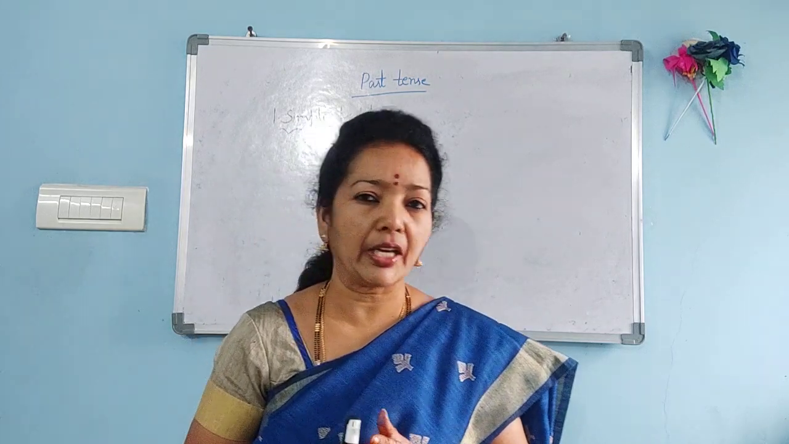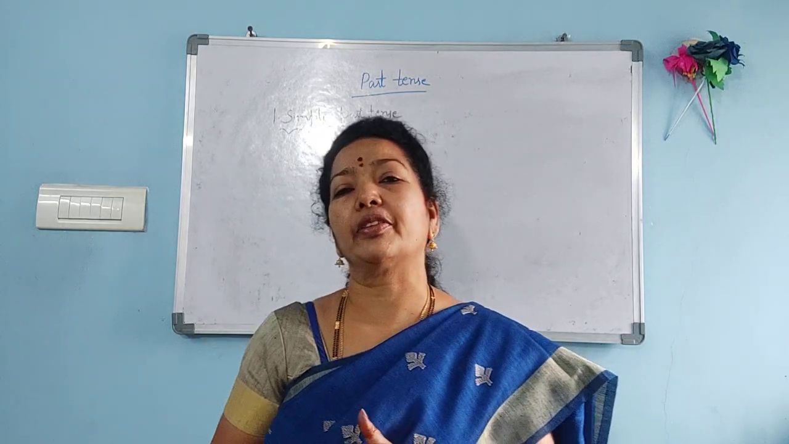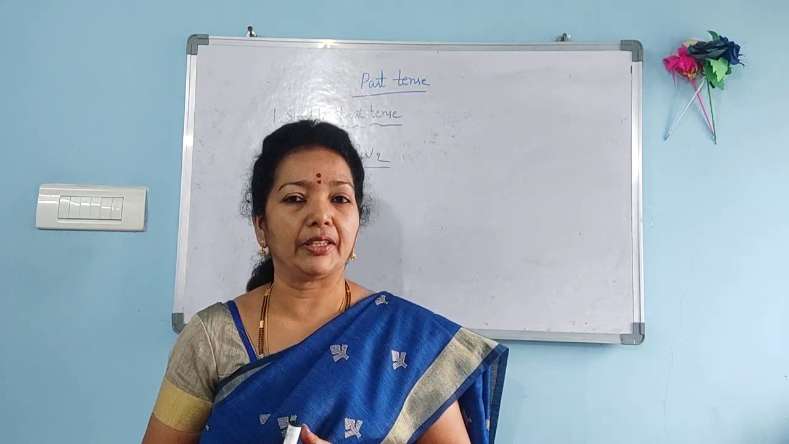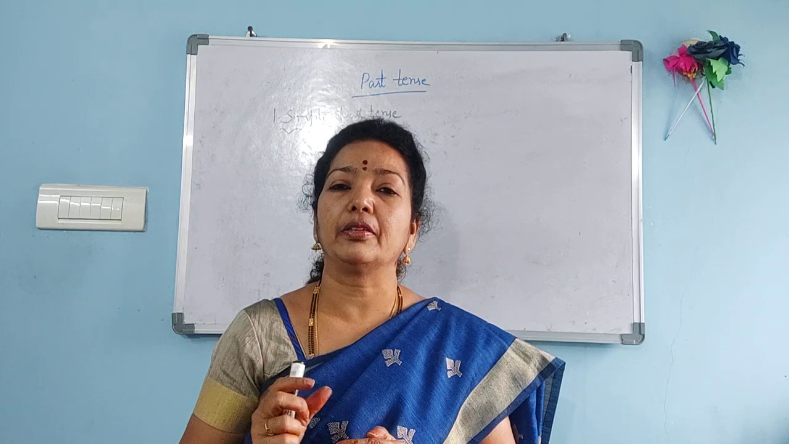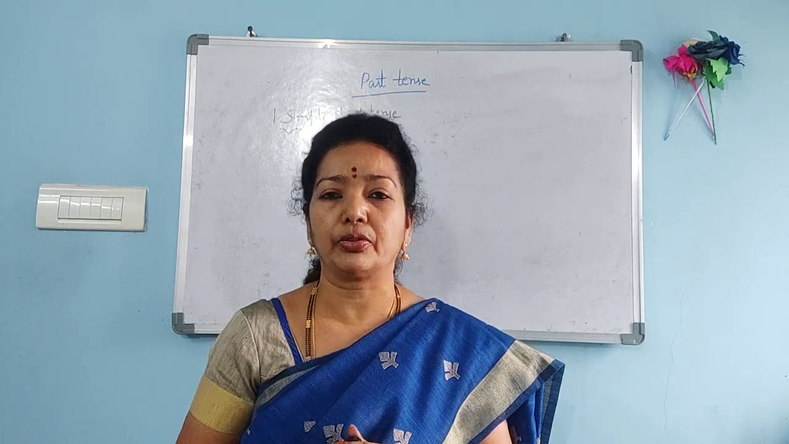So children, I have already told you that there are 3 forms of verbs, V1, V2 and V3. So in simple past tense, only V2 is used.